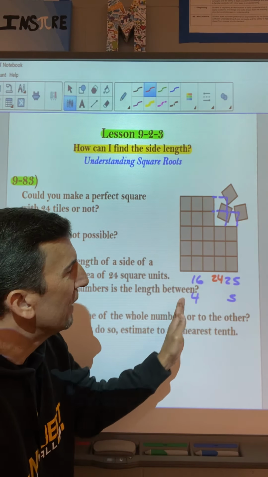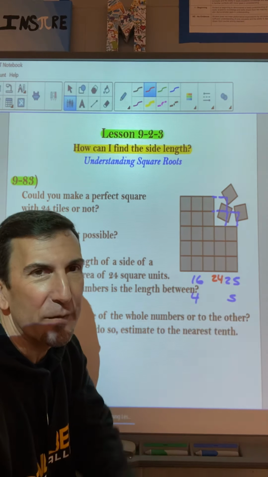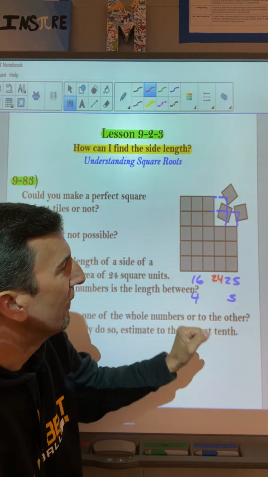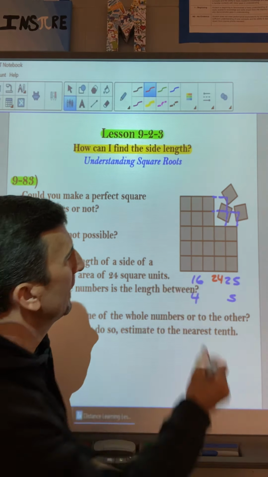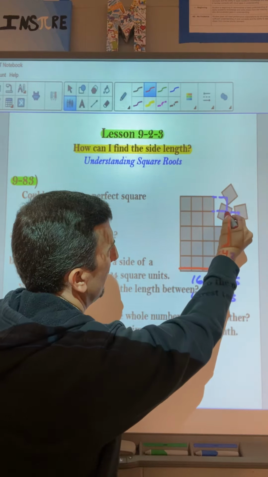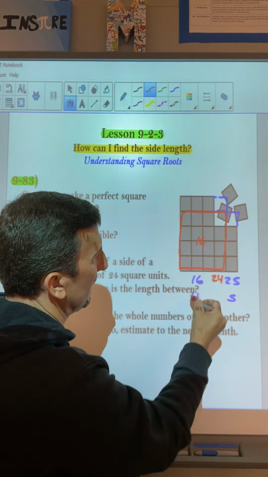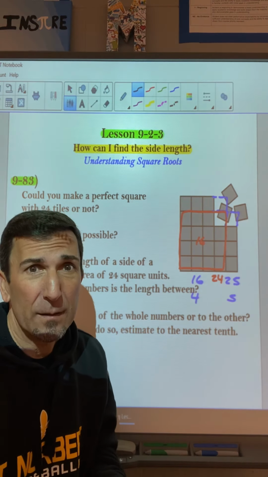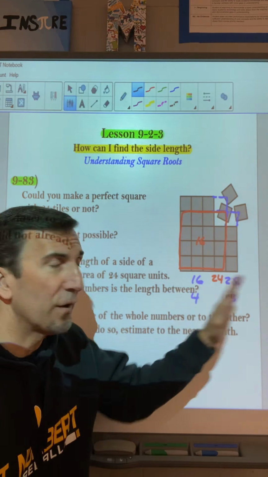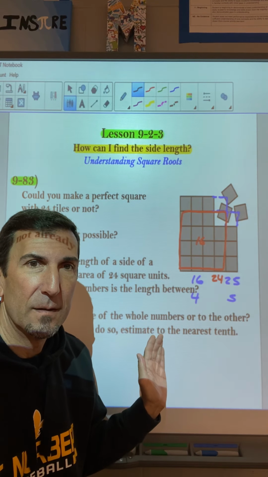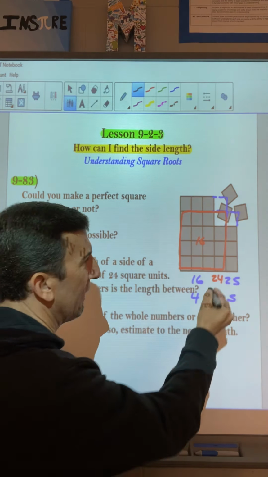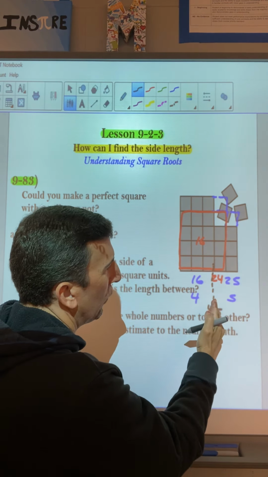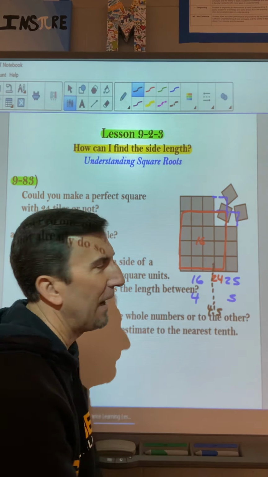So we know our numbers are between 4 and 5 for the side lengths. Because if it was 5, it would be 5 times 5 and there'd be 25 of them. If it was 4, it'd be 4 times 4, which would be 16. But I need 24. First thing to ask yourself, is 24 closer to 25 or closer to 16? Good, it's closer to 25. So if I draw a line down the middle, that's 4.5, halfway. We know it's got to be between 4.5 and 5.